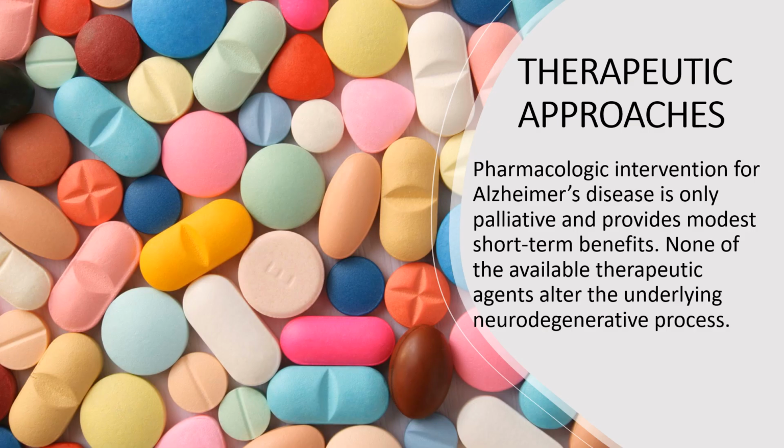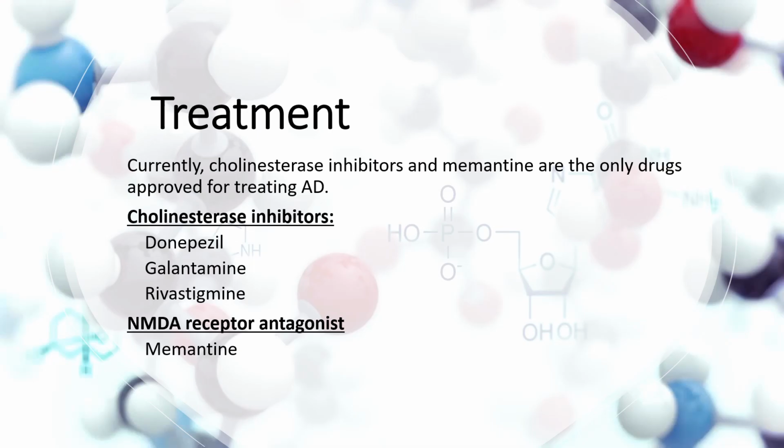So what are therapeutic approaches in case of Alzheimer's disease? Pharmacological intervention would only provide a palliative care, but they would not alter the underlying neurodegenerative process. So there are two treatment options in case of Alzheimer's disease that include acetylcholinesterase inhibitors, that are donepezil, galantamine and rivastigmine, and N-methyl D-aspartate receptor antagonists that include memantine.